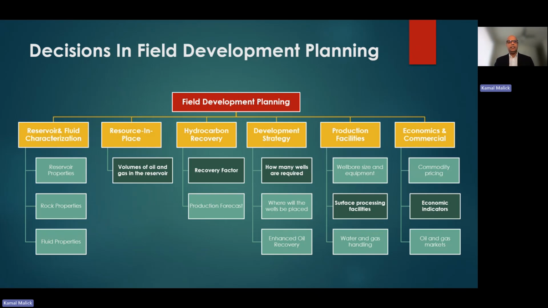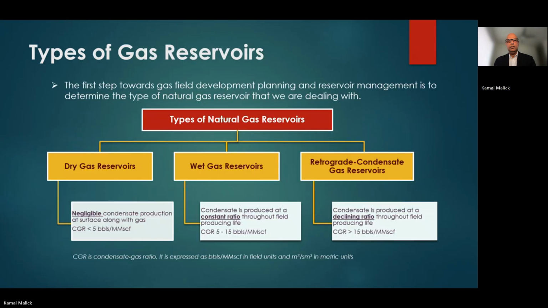Then another key uncertainty is the recovery factor, or how much oil and gas can we expect to recover. One of the key decisions in development strategy and production facilities is how many wells and production surface processing facilities are required. That will define the capital investment required in the field development. And finally, what are the economic indicators of this development plan, namely the net present value and rate of return. As part of this course, we will look at each of these individual uncertainties in more detail and have discussion around them.